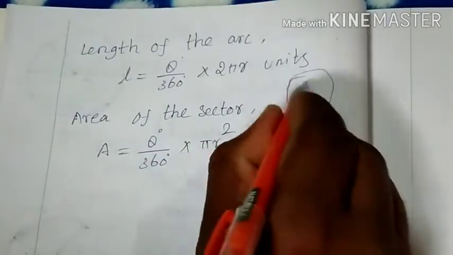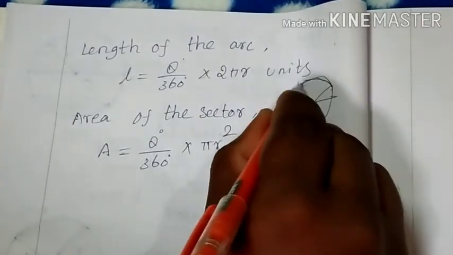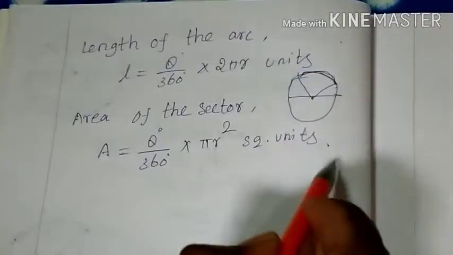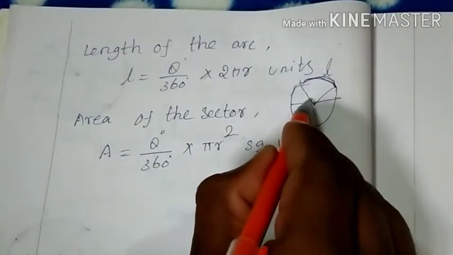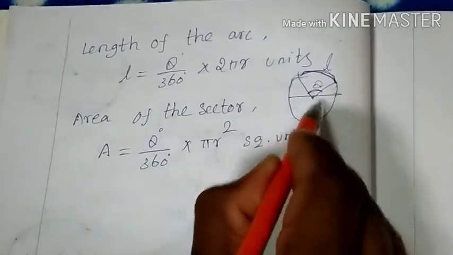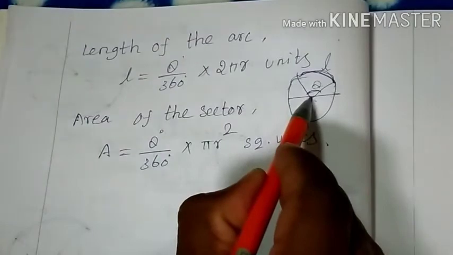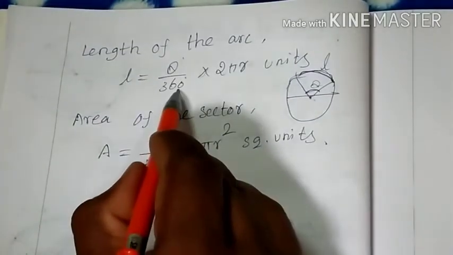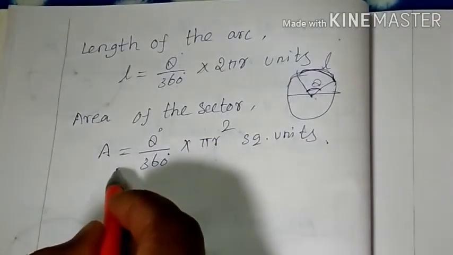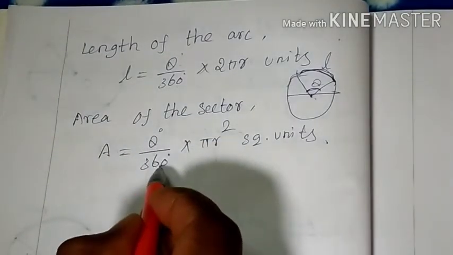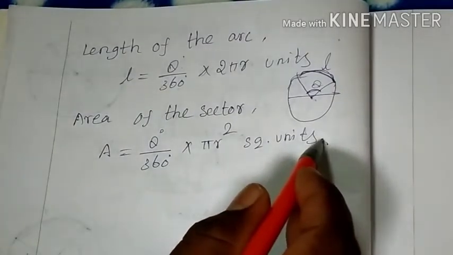Suppose you have a circle and this is the sector. The length of the arc, which we need, is L. In between you have the angle theta, so theta divided by 360, since the central angle of a circle is 360, into 2 pi r. This is your formula. The area of the sector is A equal to theta divided by 360 into pi r square units.